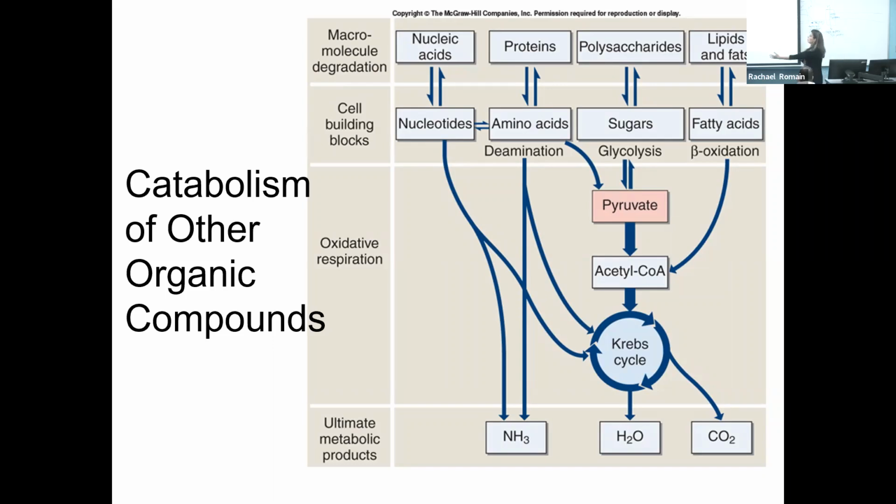So this is a way of giving a cell flexibility. Glucose is the easiest thing to break down and it completes the process. If it doesn't have glucose, it doesn't just roll over and die. It says, what else can I use to make ATP? I have to have a constant supply of ATP. What else can I use?